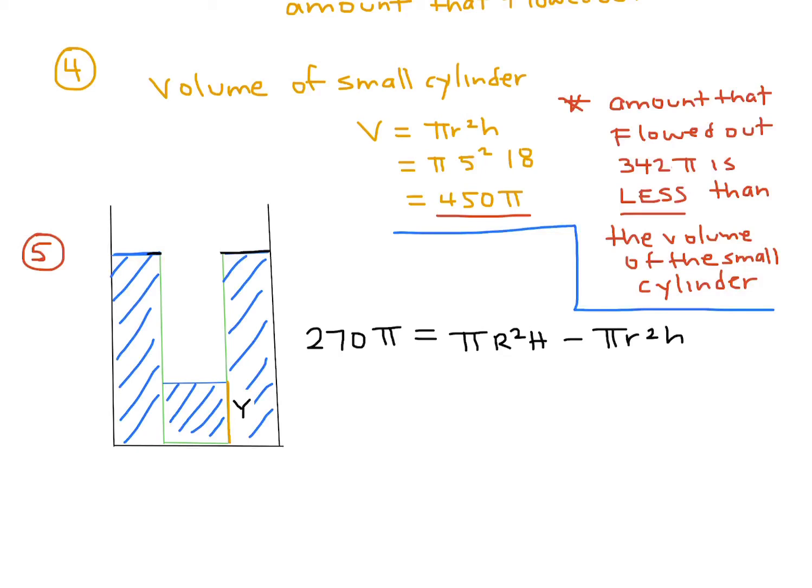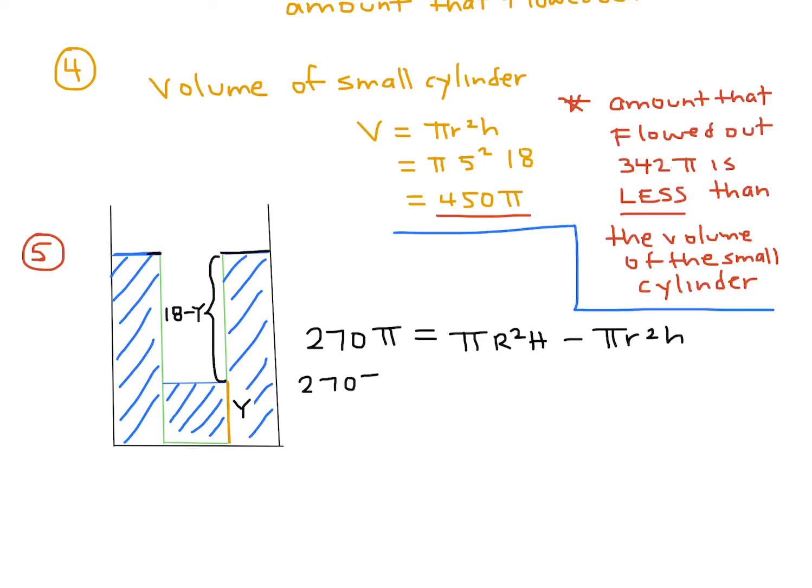Well, we know the height of the total cylinder, the small one, is 18, right? And this is y. So this segment here has to be 18 minus y. Okay? Like that.